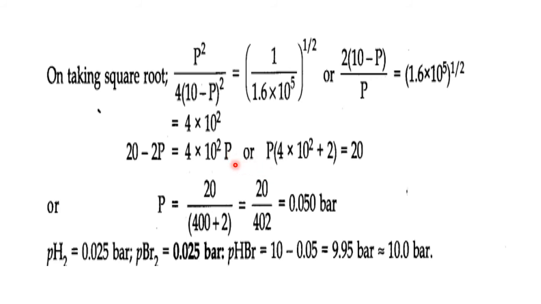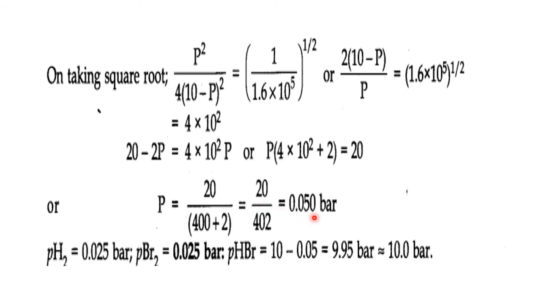Okay. Or you make p on one side. When you take this side, it becomes what? Plus here, and take the p common. So p into bracket 4 into 10 square plus 2, p is outside, that is equal to 20. So it is very simple. Now it is very simple to calculate. So p equal to 20 by this answer, that gives you 0.050 bar.